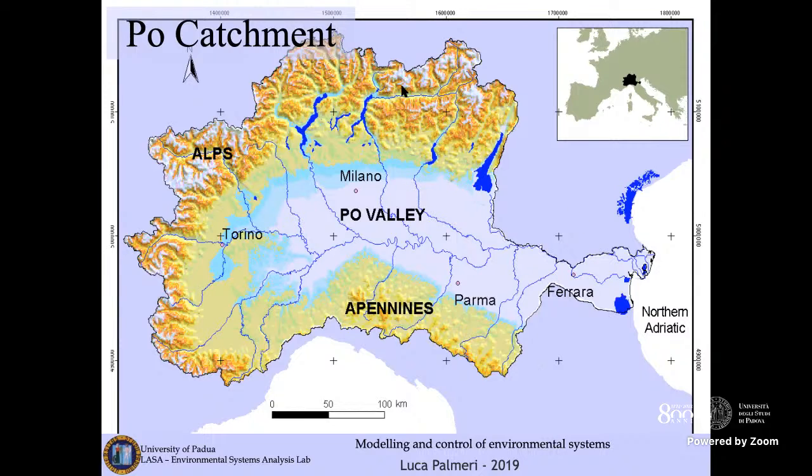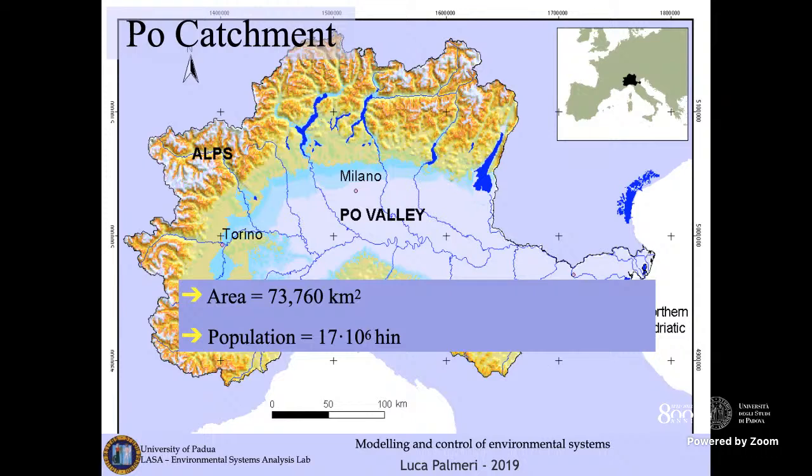So we are estimating by this model what are the effects of the anthropic activity in a very large river catchment in terms of producing nutrient loads that reach the Northern Adriatic Sea. Please note that the area on which we are applying this model is very large, more than 73,000 square kilometers. And please note that the population living in this area is also a very large number, 17 millions of inhabitants.